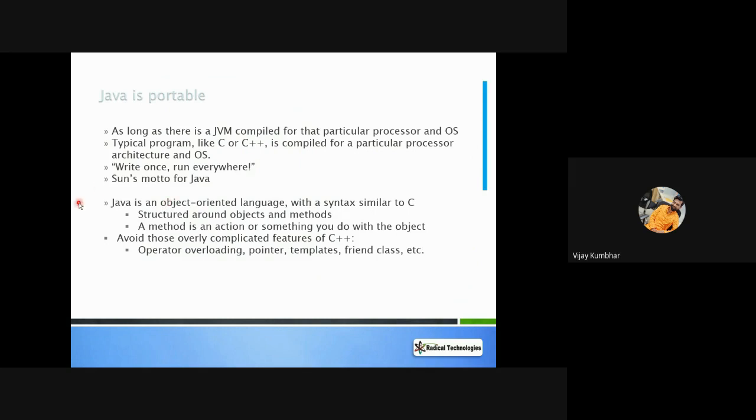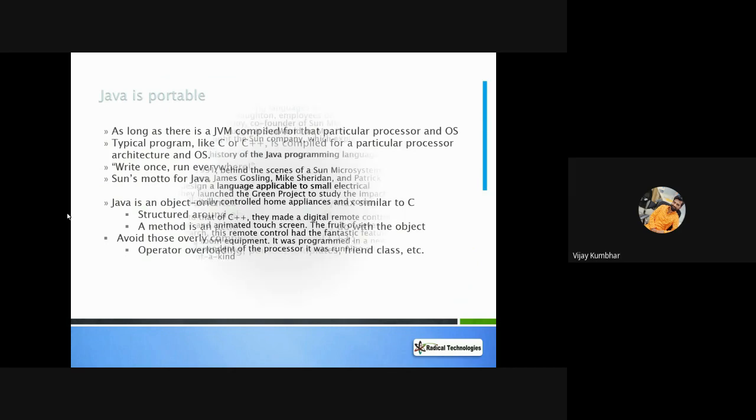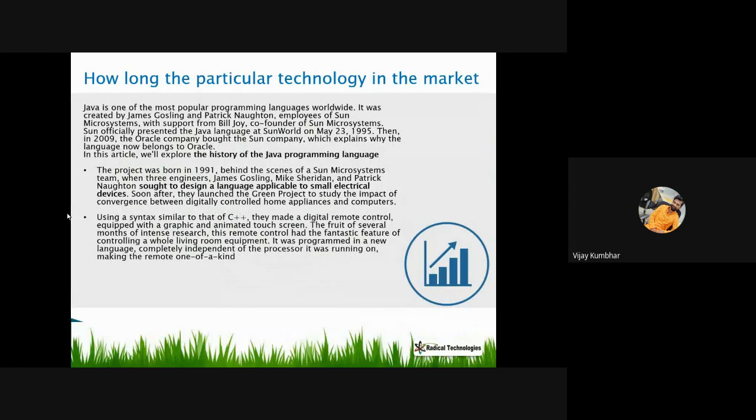Okay. So Java is an object-oriented programming language with syntax similar to C. It's structured around objects and methods, and a method is an action or something you want to do with the objects. It avoids the overly complicated features of C++. In C++, we have operator overloading, pointers, templates, friend class. But in Java, we don't have them.